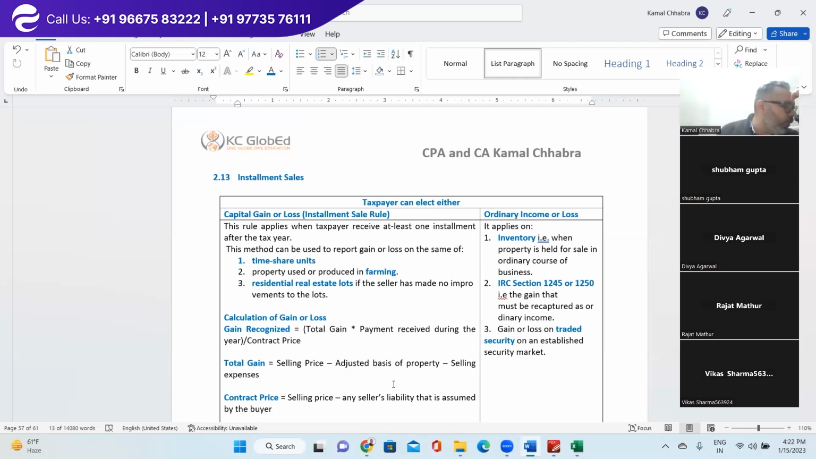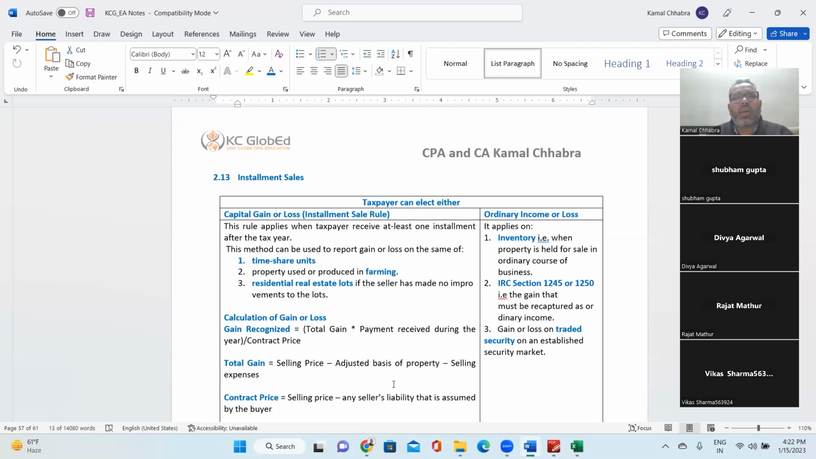Got it? So, for example, you have given a machinery to me. Let's say it's a $100,000 machinery, and you have given it to me on an installment sale of $5,000 each month. I'll be paying for the next 24 months. In that scenario, you'll see there are installments in this year and some installments in the future year also.